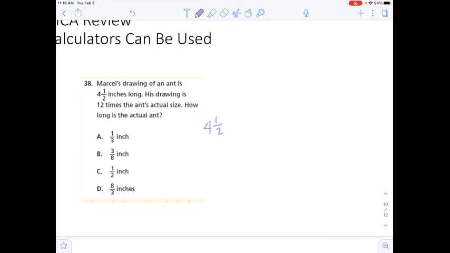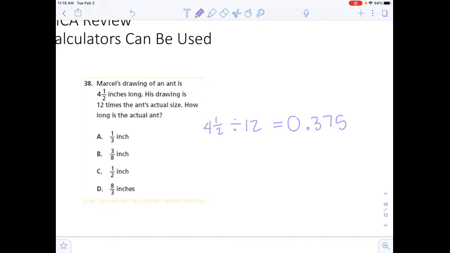Because if we had 4.5 inches long for an ant times 12, that would be like the biggest, scariest ant that I've ever seen in my life. So 4.5 inches long is way bigger than a normal ant. Okay, so you have 4.5 inches long on your paper. We're going to find the actual size, and it says his drawing is 12 times the ant's actual size. So we're going to divide this by 12 to figure out the ant's actual size. So I'm going to take 4.5 divided by 12, and I get 0.375.